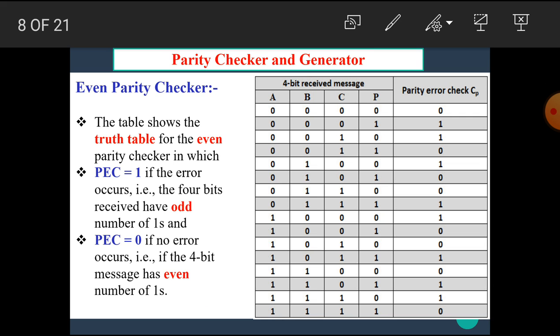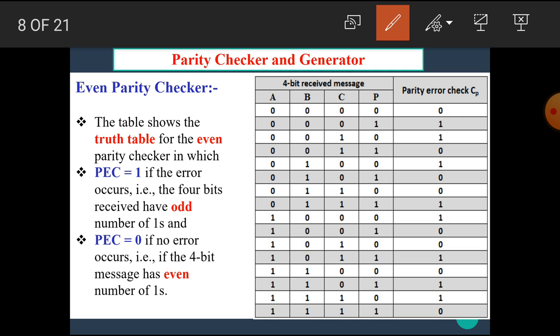Now let's see the even parity checker truth table. The table shows the truth table for the even parity checker in which PEC is equal to 1 if the error occurs. That means if the error occurs, then we have to place 1 in the place of PEC. That is, the 4 bits received have odd parity, an odd number of ones. And PEC equals 0 if no error occurs, if the 4-bit message has an even number of ones.